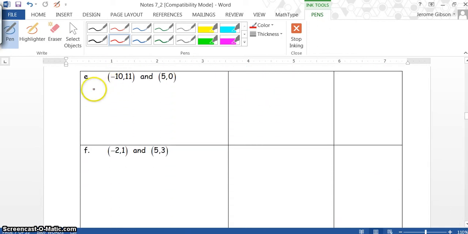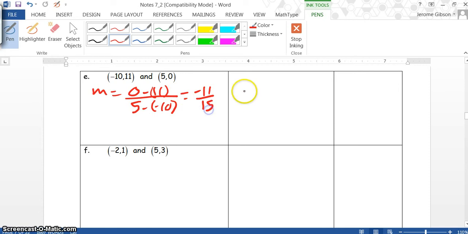Now we come here. Slope is equal to y sub 2 minus y sub 1 all over x sub 2 minus x sub 1. 0 minus 11 is negative 11. 5 minus a negative 10 will give us a positive 15. So we have a negative slope. We draw a line representing a negative slope.